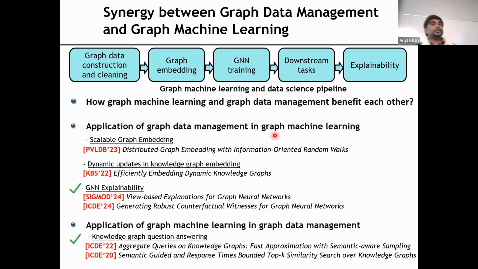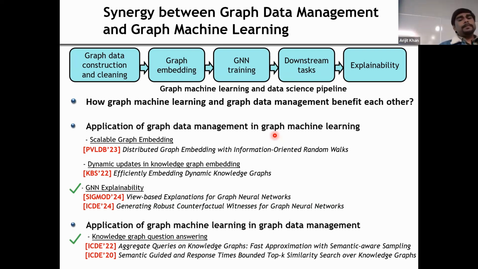Now, I come mostly from the data management background, right? That means I deal with how to clean the data, how to model the data, how to store it, how to query it, etc. And what we are looking into is how this kind of data management aspect can be combined with the machine learning aspect and how they benefit each other.